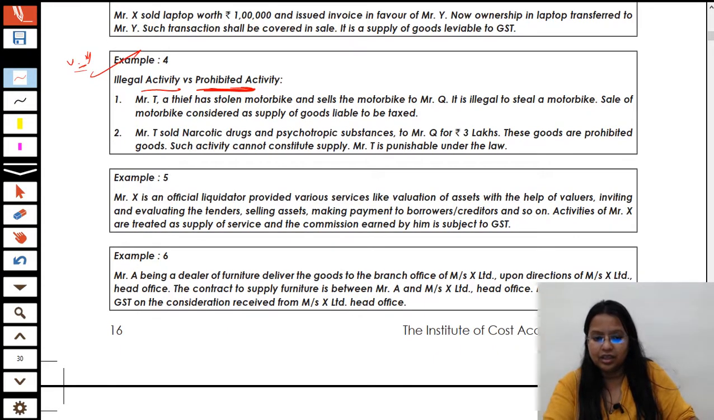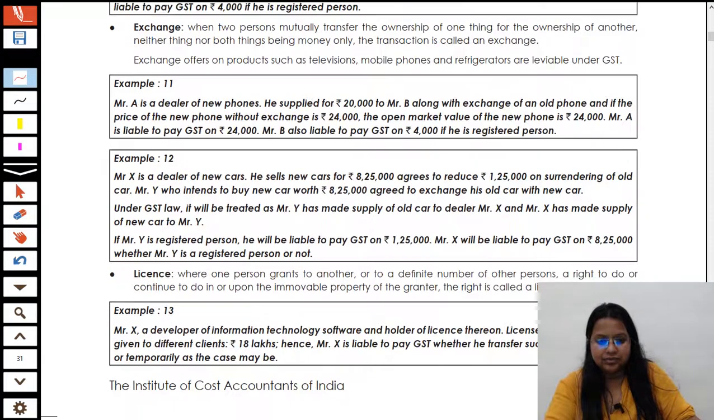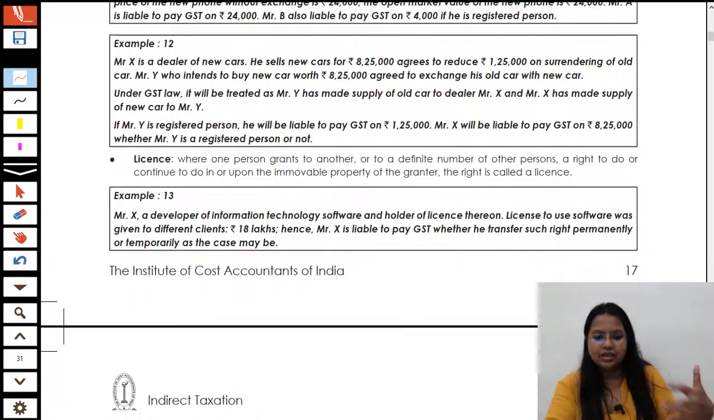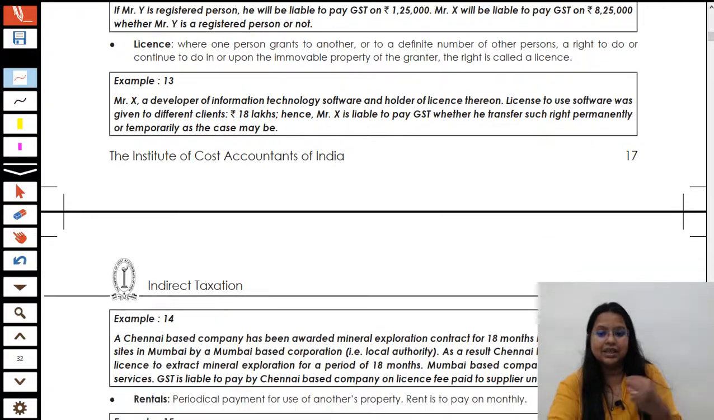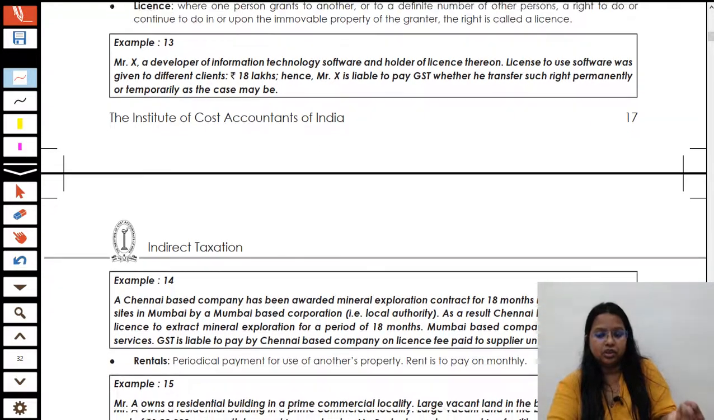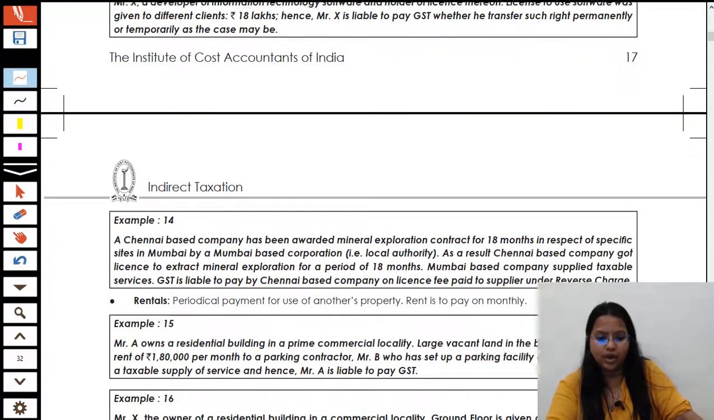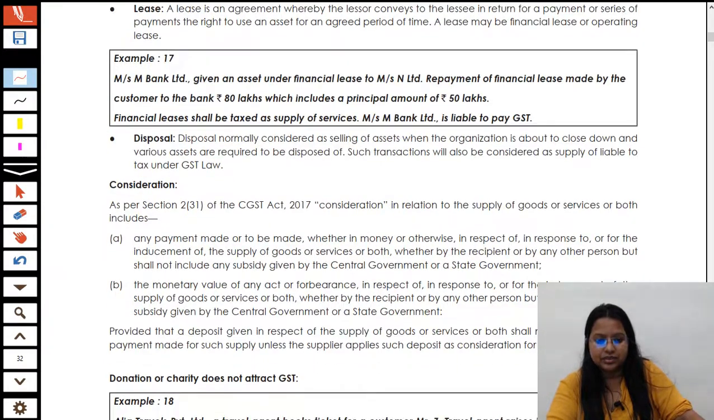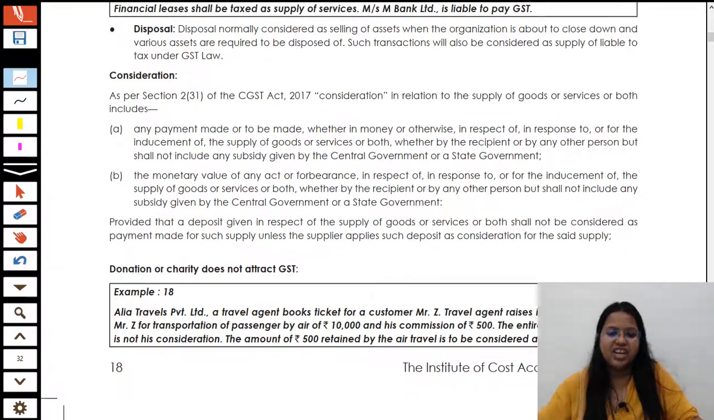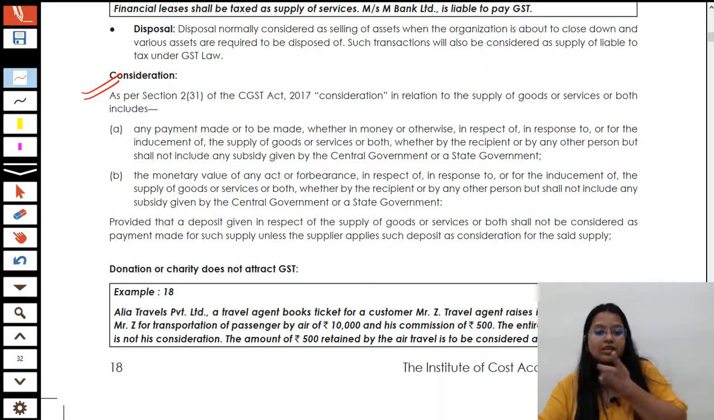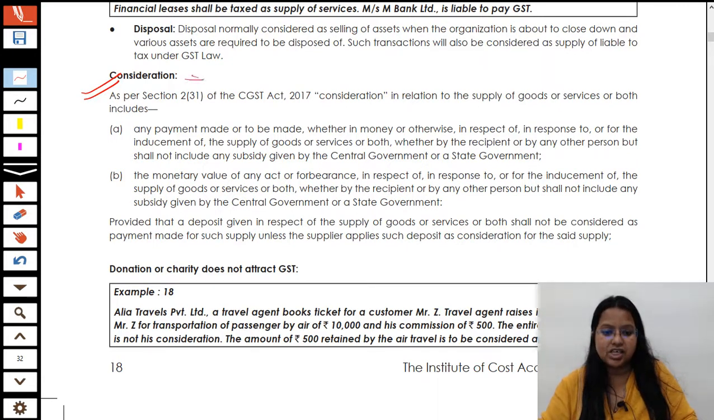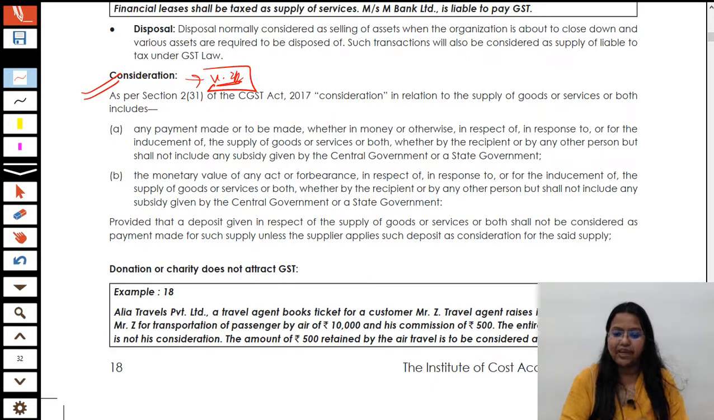Okay, now the next is, we have covered all these points of barter system, exchange, license, which means that you are giving a right to another person to do something and all. Okay, next is definition of consideration. Students, the definition of consideration is very important. What is the definition of consideration? Let's just read it. Write it as very important. Yes, they have asked it in the examination several times.